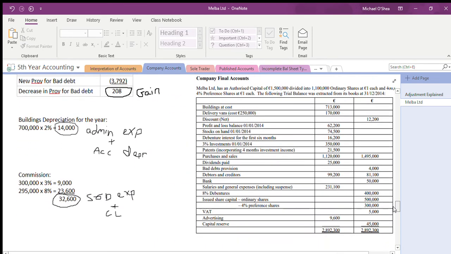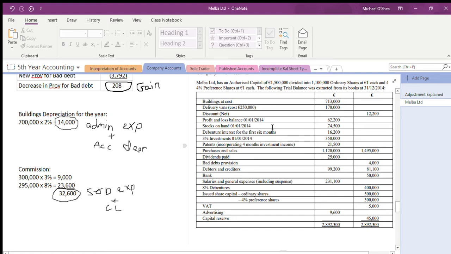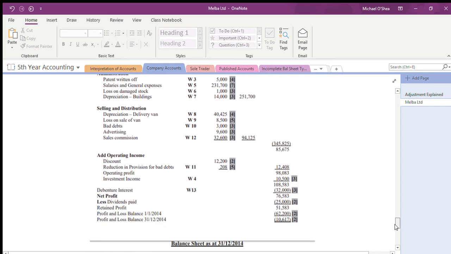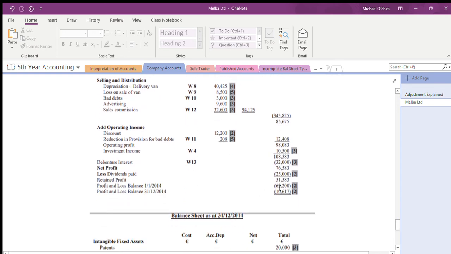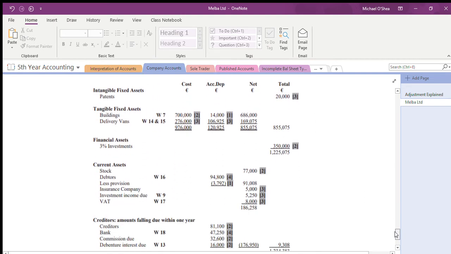Again, I'm always going to say, just because it's important, it's a common mistake. My P&L from last year was on the debit side, therefore it is an expense, not income. If it is an expense, it's a loss from last year, which means it needs to have brackets around it. It's a negative figure. So my P&L balance at the end of the year is minus 10,000. Balance sheet is even more straightforward.